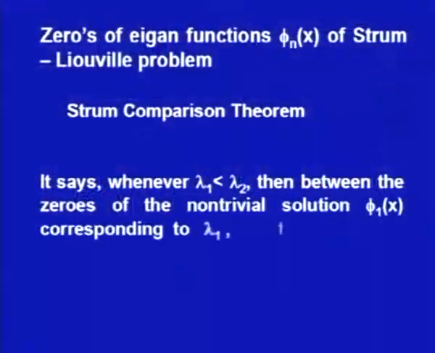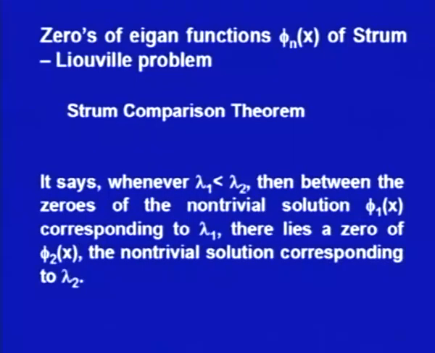It says that whenever λ1 is less than λ2, then between the zeros of the non-trivial solution φ1 corresponding to λ1, there lies a zero of φ2, the non-trivial solution corresponding to λ2. What we are saying is, we had already found that the Sturm-Liouville problem has real eigenvalues, its eigenfunctions corresponding to distinct eigenvalues are orthogonal, and they are simple. Now, one more result we have got is that they can be ordered also.